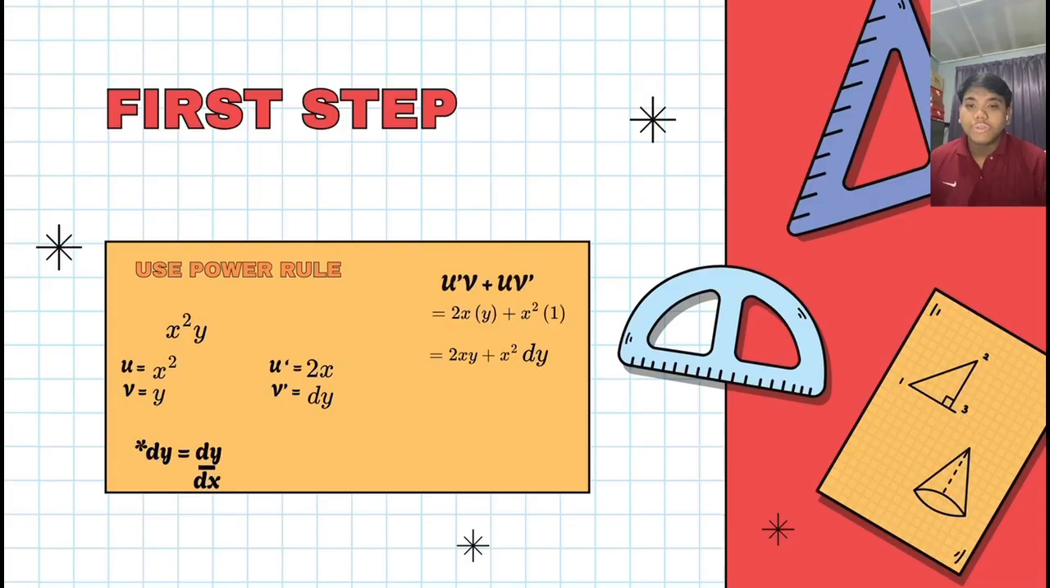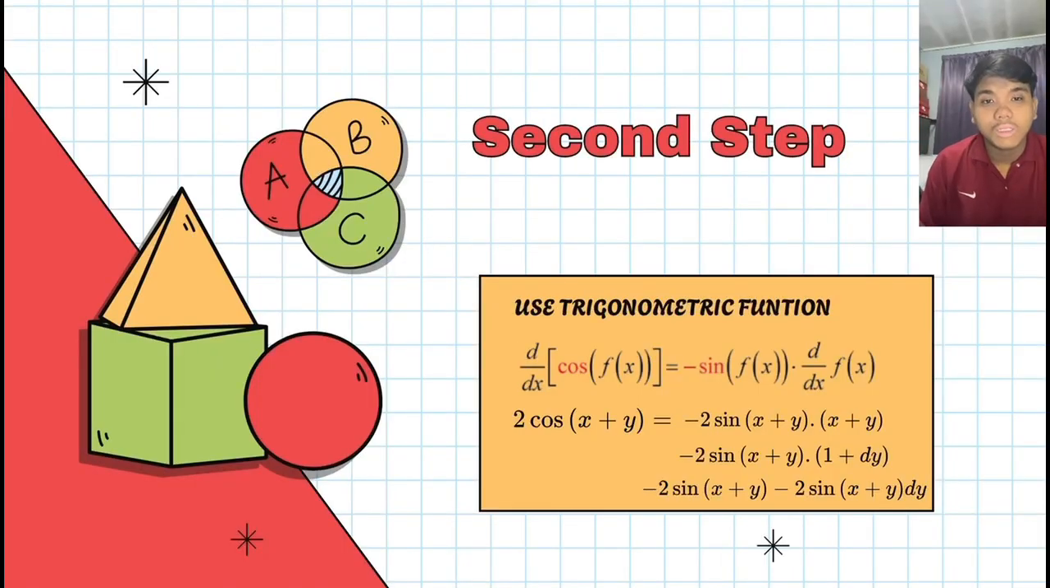Then we go to the second step. We have to identify the equation for the right side. We have to use the trigonometric function, which is cos f(x) equals negative sin f(x) times f prime(x). So the equation is negative sin(x plus y) times (x plus y). Then we have to expand it. When we expand, we get negative sin(x plus y) minus sin(x plus y) dy.